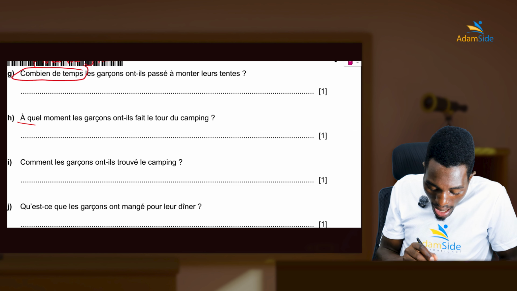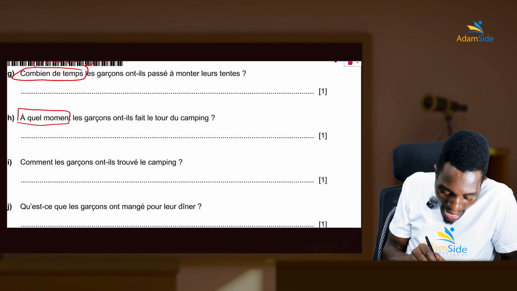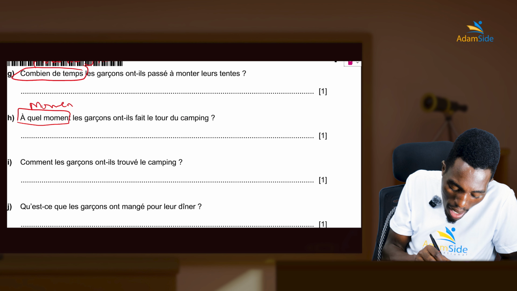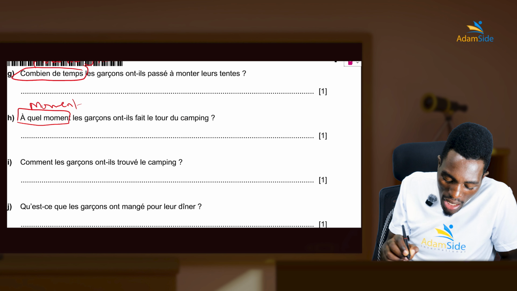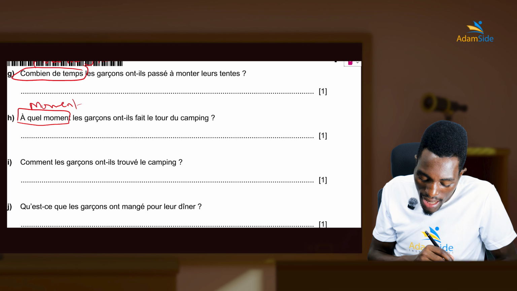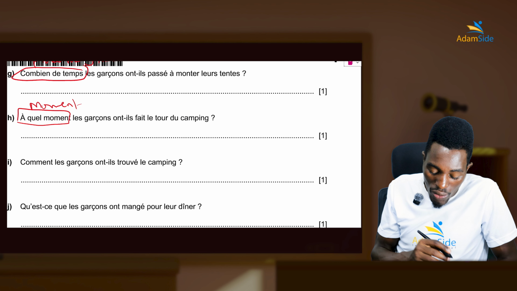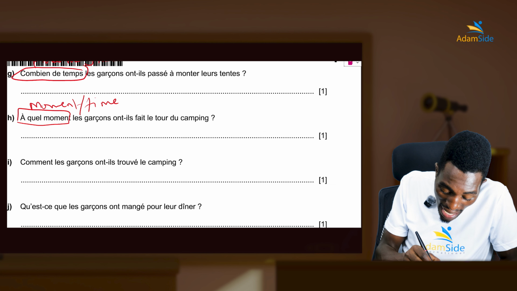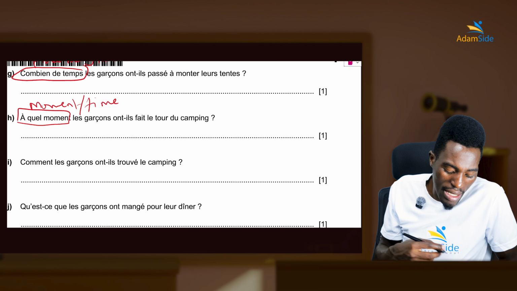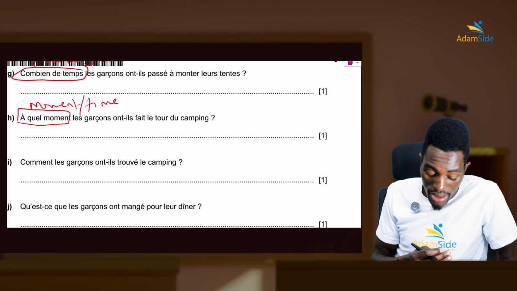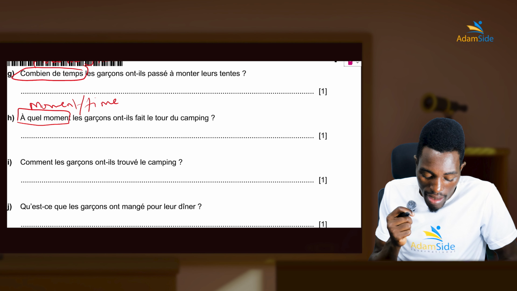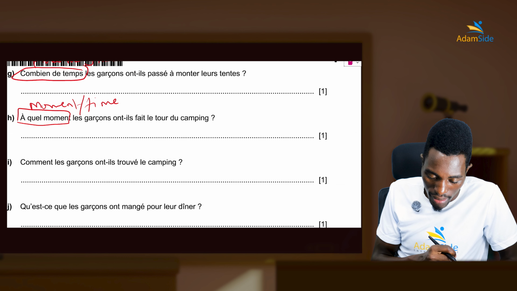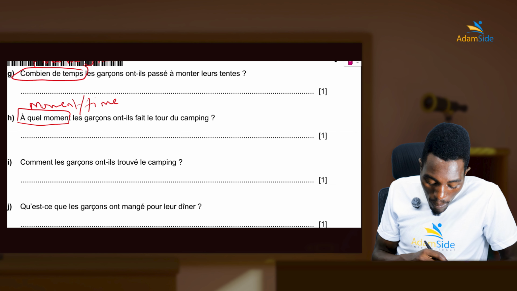À quel moment? So another one is à quel moment? At what moment? So here we expect a moment. À quel moment les garçons ont-ils fait leur tour du camping? At what moment, or time? Yes, moment is also time. So at what time did the boys do the tour of the camping?